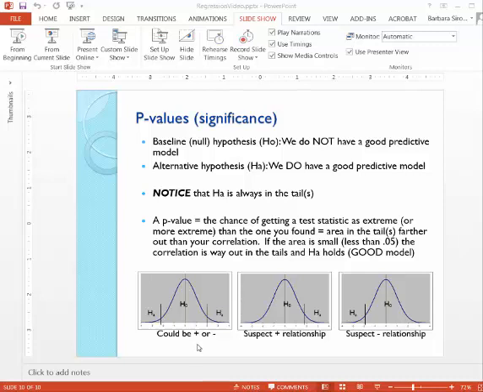And here is if the relationship could either be positive or negative, and we don't know up front what it'll be. Big point. If the area farther out than your correlation coefficient is small, meaning less than 0.05, that means your correlation is way out in the tails and the HA holds. Bottom line, if the p-value is less than 0.05, we have a good predictive model.